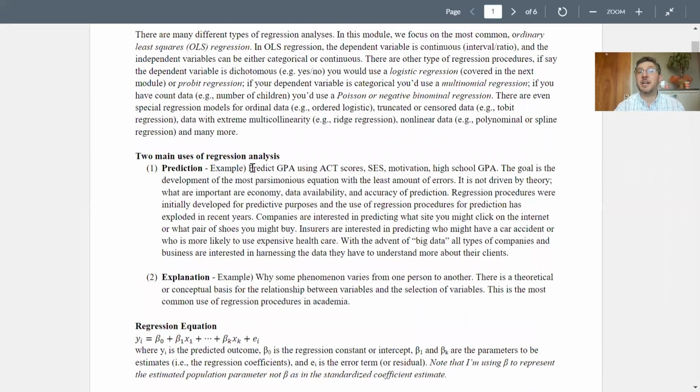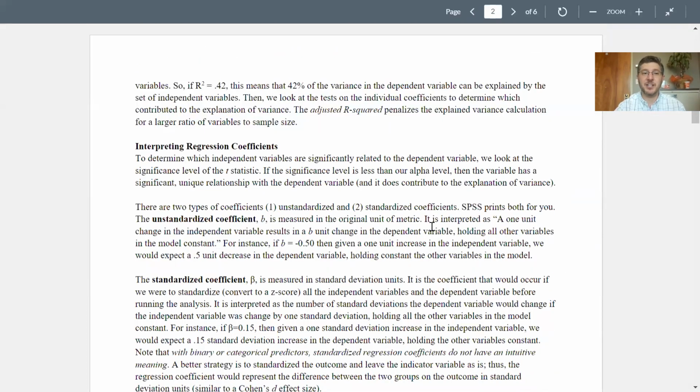So if we're predicting GPA using ACT and all these independent variables, the regression constant in that case would be the predicted GPA for someone who has a 0 ACT score, a 0 in this SES measure, a 0 on motivation, and a 0 high school GPA. So a lot of times it's a meaningless value. We'll talk about it in Stat 3. You can make some linear transformations to some of these independent variables to make that constant meaningful if you want it to, but it's not necessary. It's really just scaling the model.